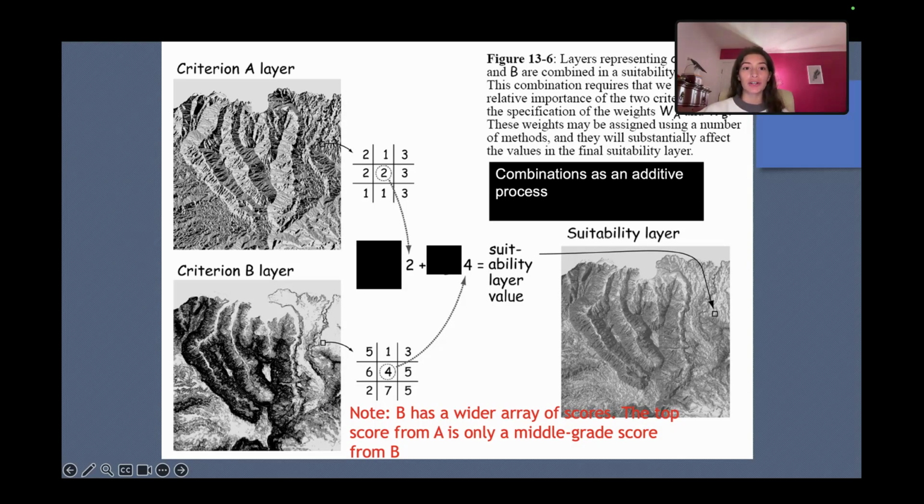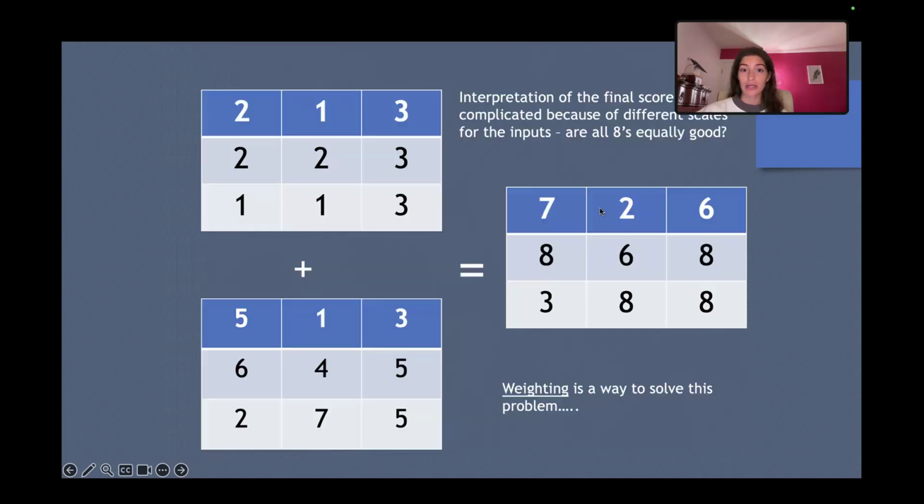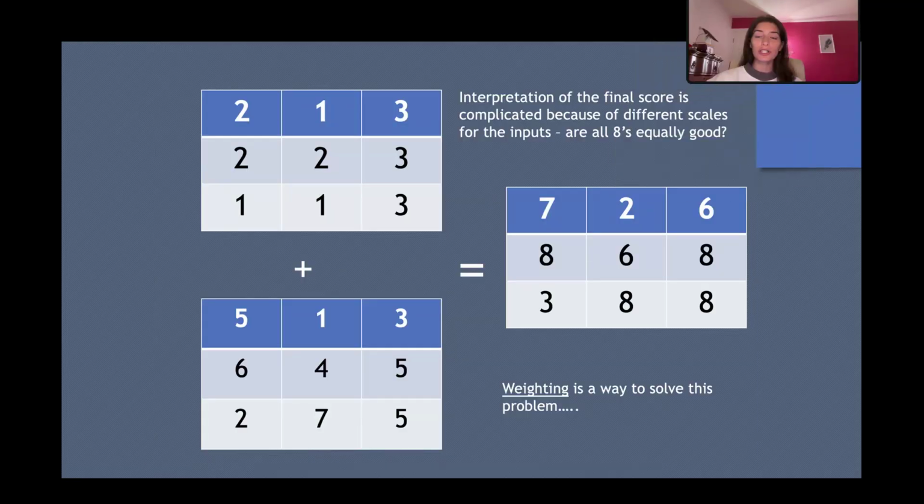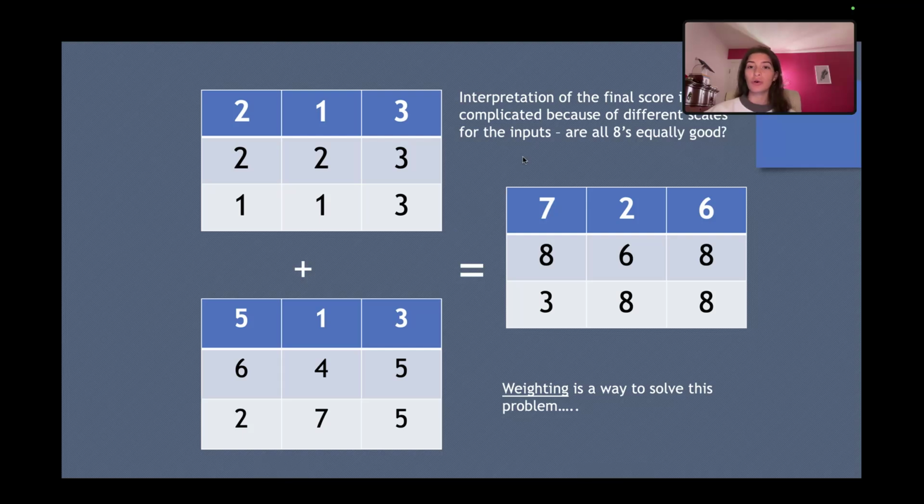So over here we have criteria A layer, we have criteria B layer. Putting these together, you can see that there's a note here. B has a wider array of scores. The top score from A is only a middle grade score from B. So you see we have 1s, 2s, and 3s here, where over here our higher numbers are 5s and 7s. We add these together and we get our suitability layer value somewhere right over there. So this is an additive process. And you can see that the interpretation of the final score is pretty difficult because we don't know, are these numbers weighted equally? Is a 1 over here the same as a 1 over here?